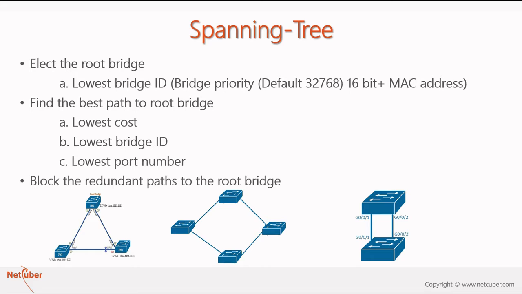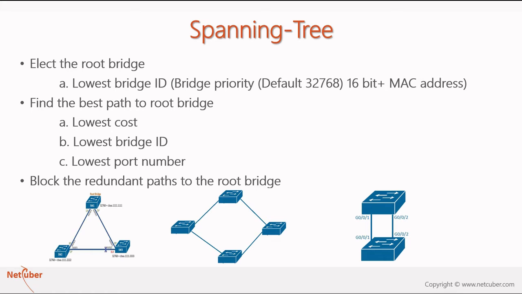How does it find the best root bridge? It checks for the lowest bridge ID, which is a combination of bridge priority and MAC address. Bridge priority is 16-bit information, and by default it is 32,768. And for the MAC address, it always prefers the lowest MAC address. So all switches find the best bridge in a network. That is the reason we manually set a root bridge, to fine tune our network.